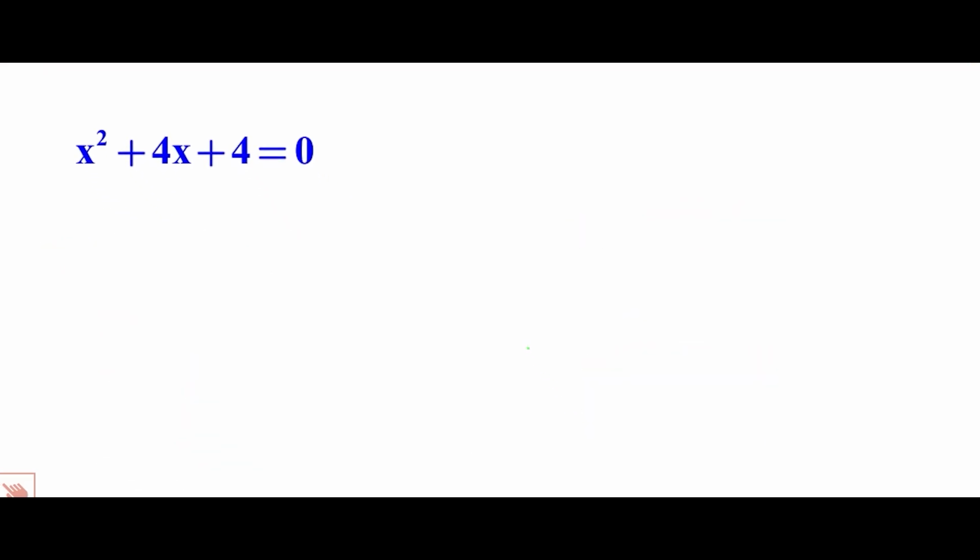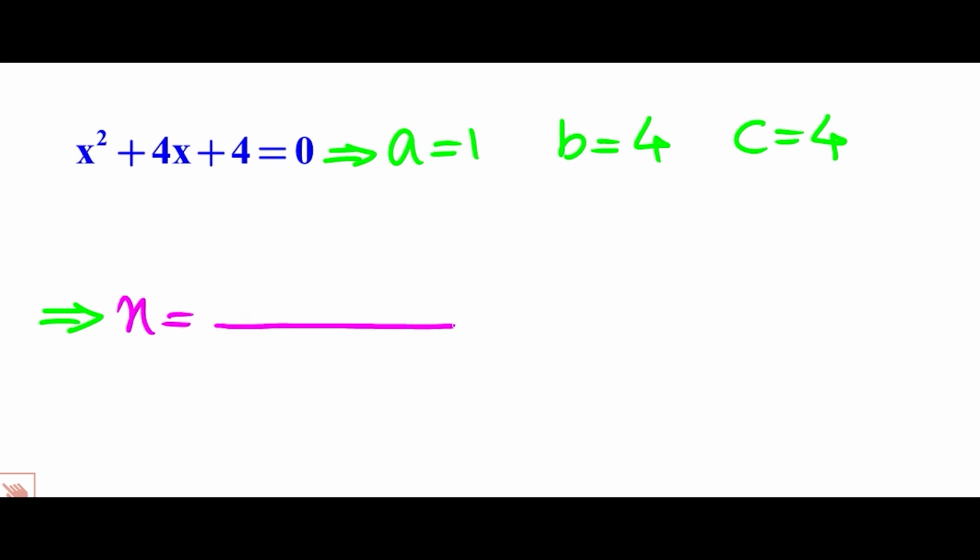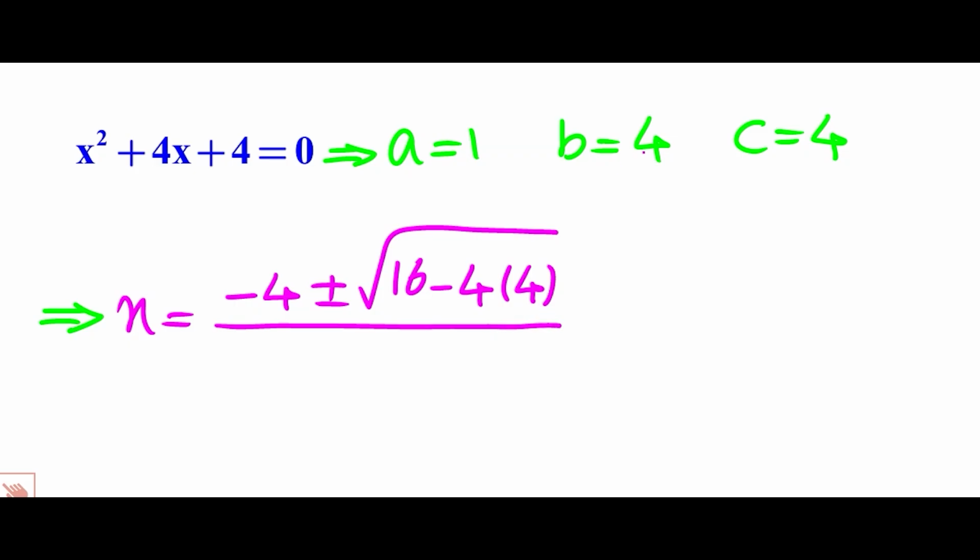Or x squared plus 4x plus 4 equals 0. In this problem, a is 1, b is 4, and c is 4. So x equals negative b, which is negative 4, plus or minus the square root of b squared, which is 16, minus 4 times a times c, which is 4, over 2a, which is 2. So we have 16 minus 16, which is 0. So negative 4 over 2 is the answer. So we have negative 2.